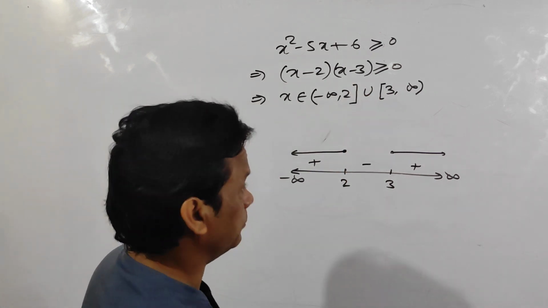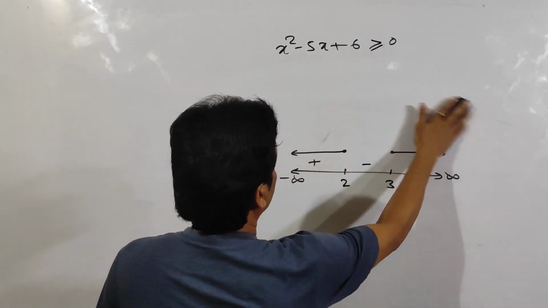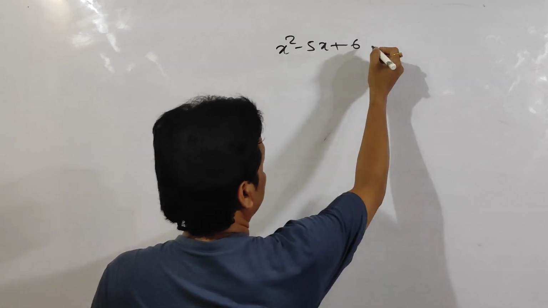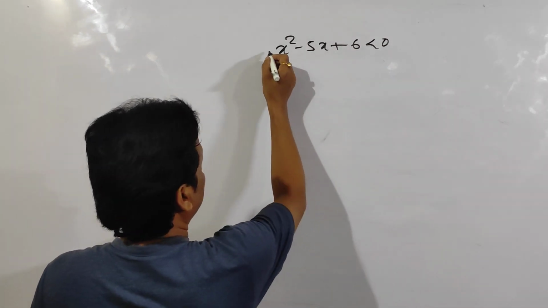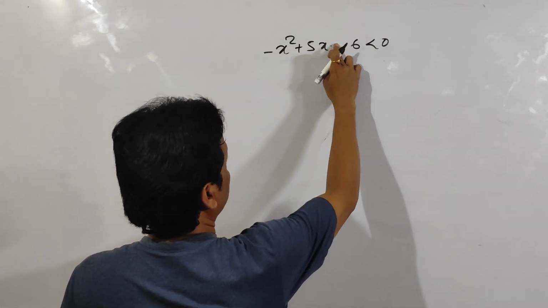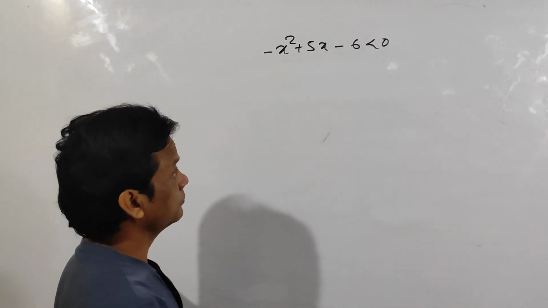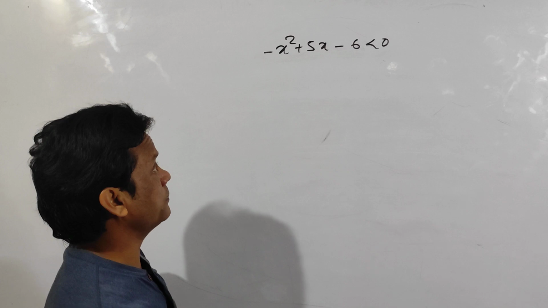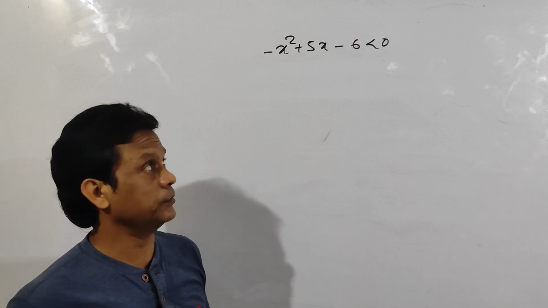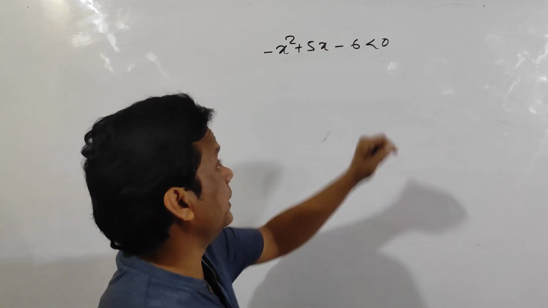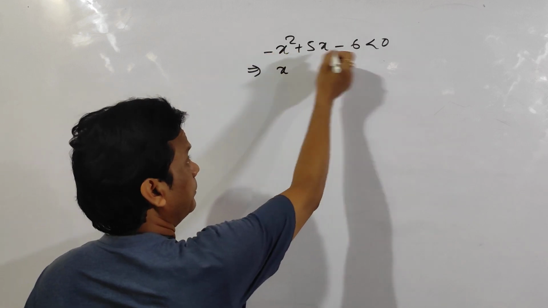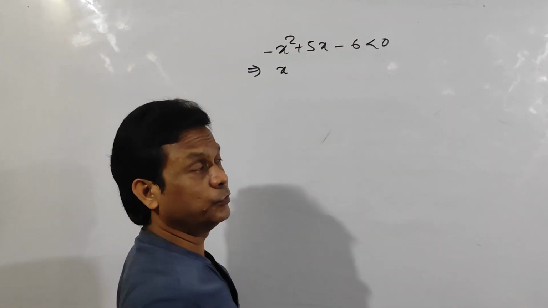Okay, another case I am going to tell you. This is less than 0. This is minus, this is plus, this is minus. Clear? So, minus x square plus 5x minus 6 is less than 0. And if the question is like this, you can change the question like this. So you can multiply minus to both the sides.